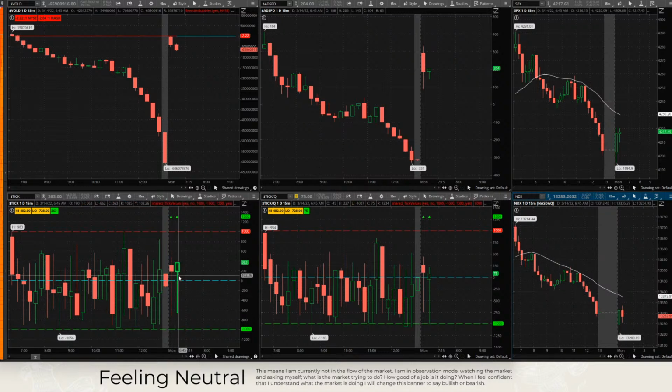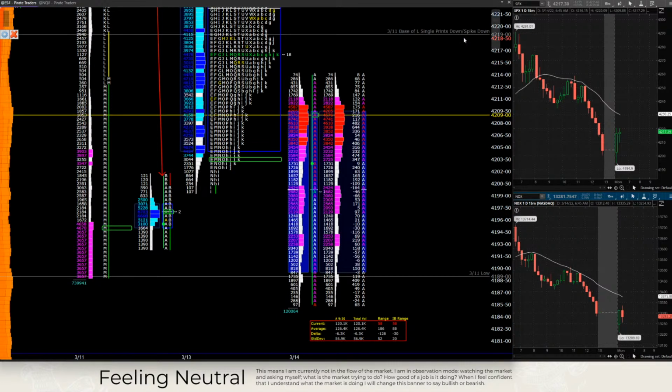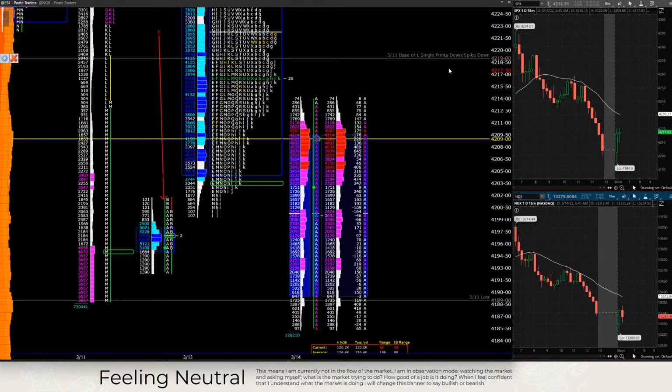All right, well, that's new buyers. So we're looking to now test the base of that spike down, 42.19. Should be some resistance waiting up there.